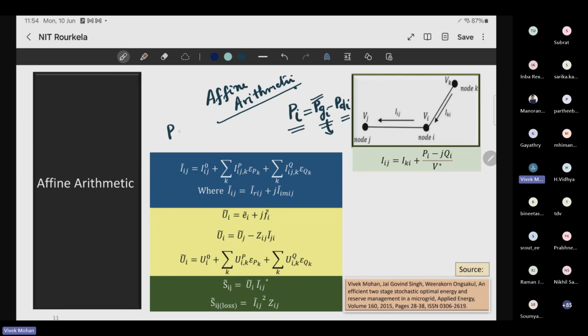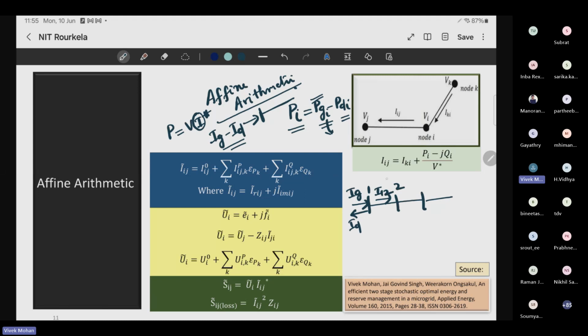Now, we know that power is P = V I conjugate, right? So this I conjugate could be modeled as Ig minus Id, I generated minus I demand. So I generated minus I demand is the injected current to the node, and the injected current to the node is what is flowing through the line. It is a radial system like this. Then here Ig is there, Id is demand, Ig minus Id is what is flowing here. 1, 2 means this is I12. Okay, this is what is plotted.